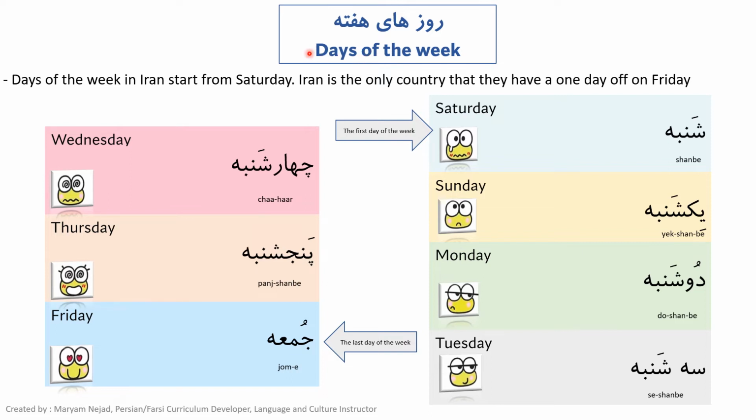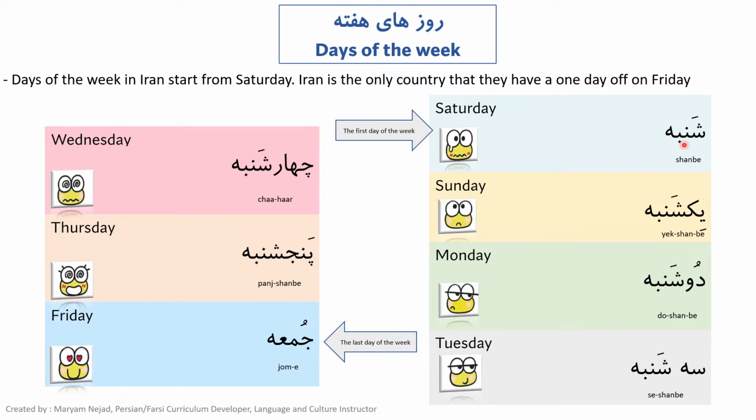Before that, you just need to know that the days of the week in Iran start from Saturday, meaning the day off is Friday. And in Iran, they only have one day off. And I think it's the only country, as far as I know, that only has one day off. I don't know if there's any other country that only has one day off. If you know, please let me know in the comment section.